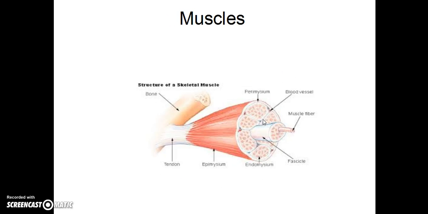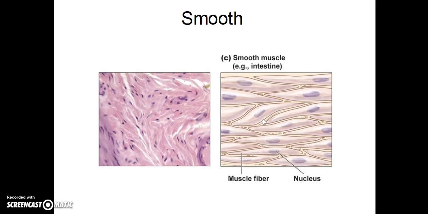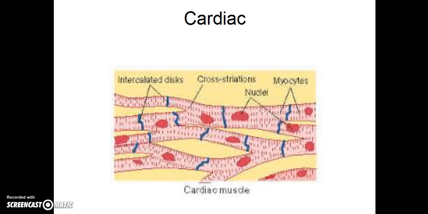Muscles. Muscles have to work with the skeleton to produce movement. They also have to work with the nervous system, which produces nerve impulses to initiate movement. There are 3 types of muscle tissue: smooth, cardiac, and skeletal.